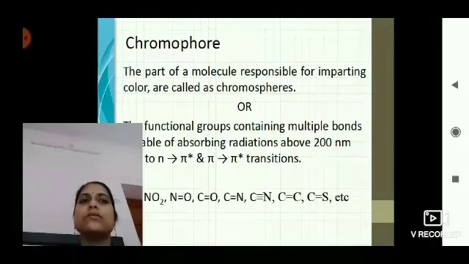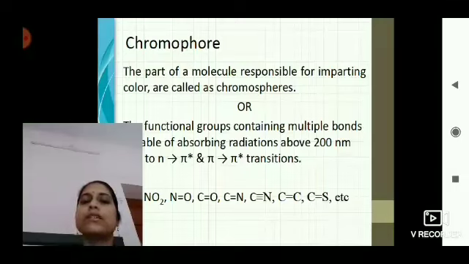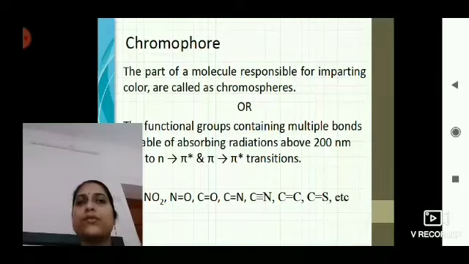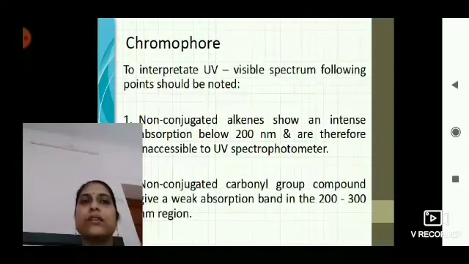Now, there are some terms used in UV visible spectroscopy. One of them is chromophore. Chromophore is the functional group which is responsible for the occurrence of color in the compound. These are some examples of chromophores. You will see that each chromophore consists of an unsaturation bond, means double bond or triple bond. So chromophores are responsible for color.